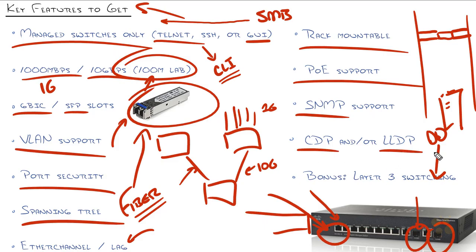Cisco Discovery Protocol and Link Layer Discovery Protocol, two things that do the same exact thing, one proprietary to Cisco. They allow you to see what network devices are directly connected to your switch. These are an awesome feature if you're trying to build a network diagram from a remote location and you can't physically see what's connected to what.